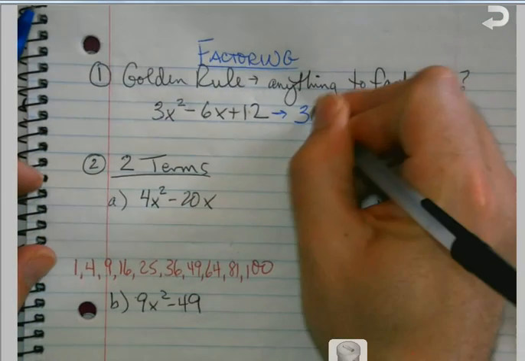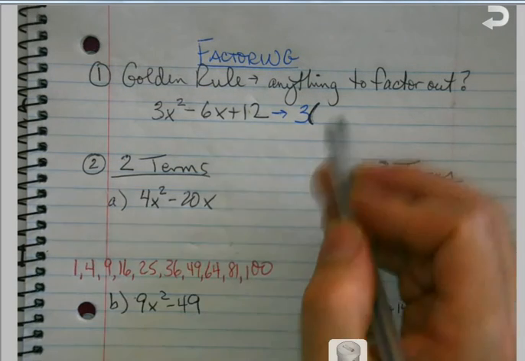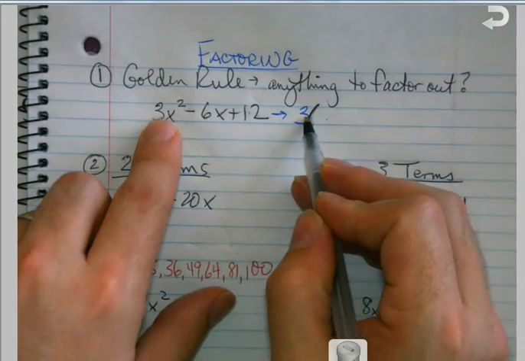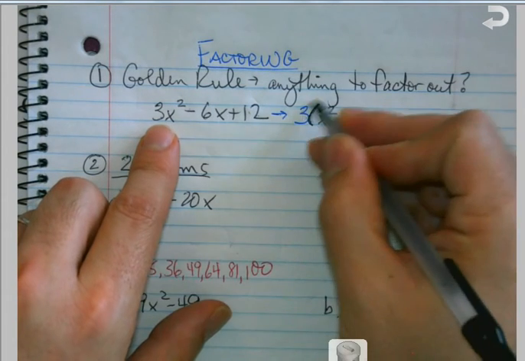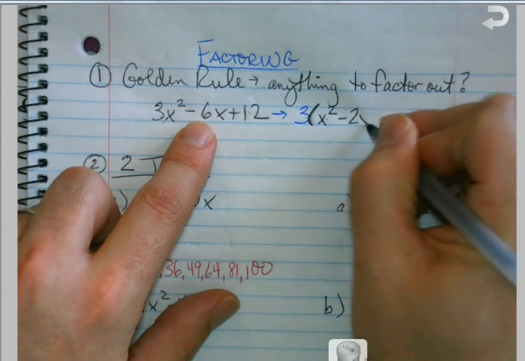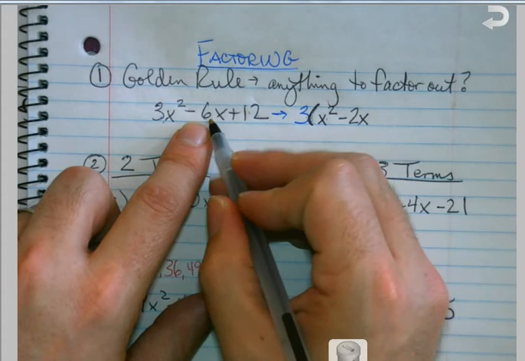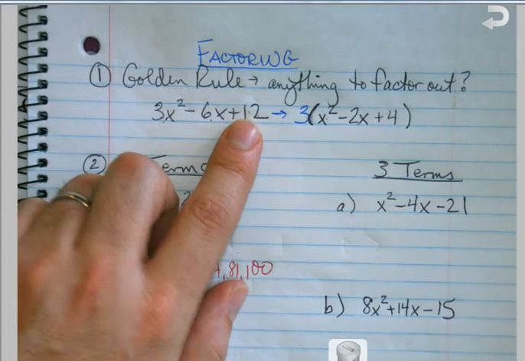Then I'd say, okay, now if I was doing the distributive property, what would need to be here? So I'd have 3 times something to get 3x squared. And I'd get the x squared in. So if I distribute it, I'd get that back. 3 times negative 2x would get me negative 6x. And 3 times 4 would get me 12.